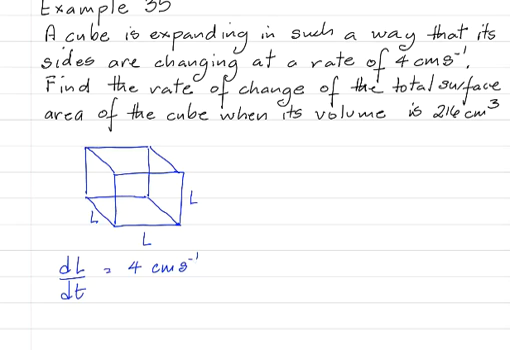So this is saying that every second, the length of the cube is changing. Either it's getting bigger or it's getting smaller by 4 centimeters. Let's just assume that it's getting bigger. So every second, the length increases by 4 centimeters. The fact that it's positive, I'm going to take that to mean that it's getting bigger.